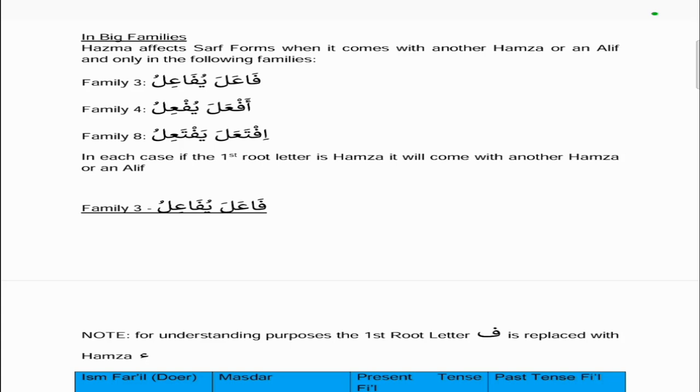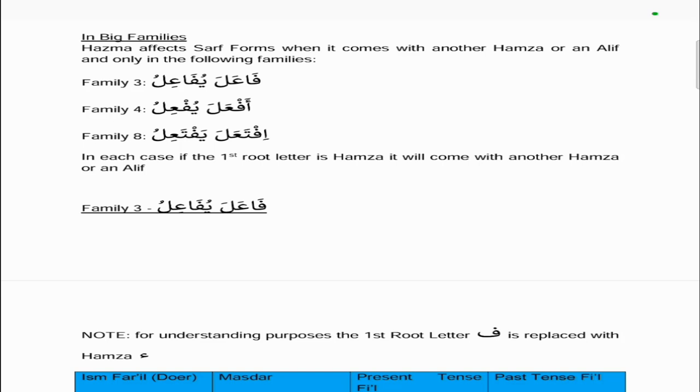It only affects family 3, which is the fa'ala yufa'ilu family, family 4, which is af'ala yuf'ilu, and family 8, which is ifta'ala yafta'ilu. In each case, if the first root letter is hamza, it will come with another hamza or an alif.